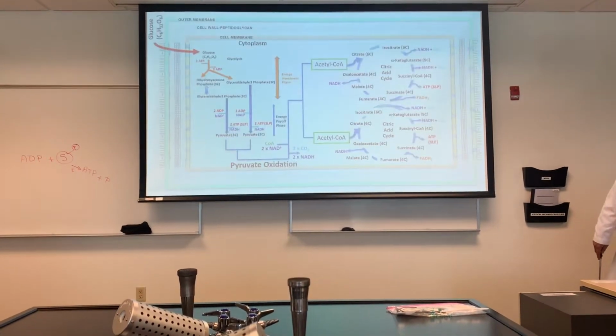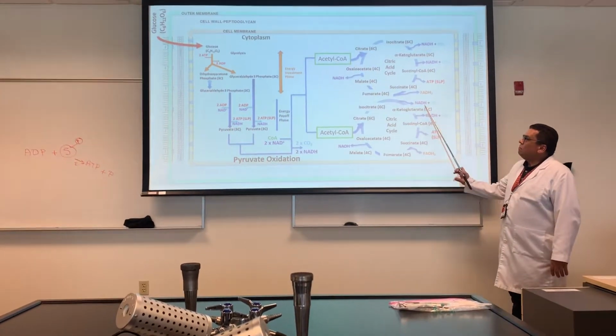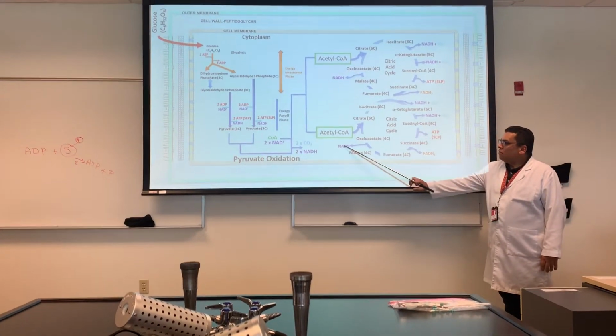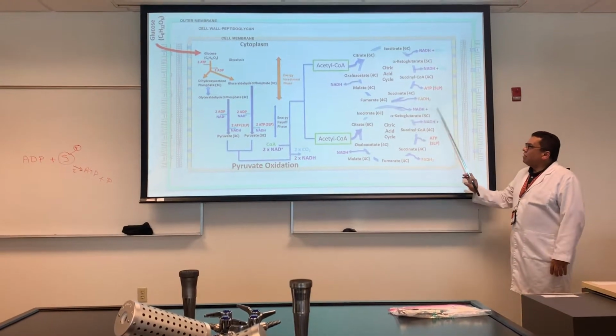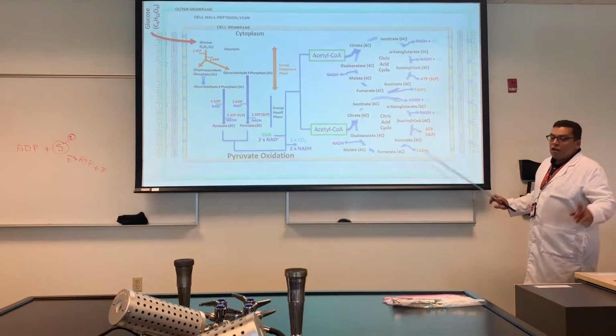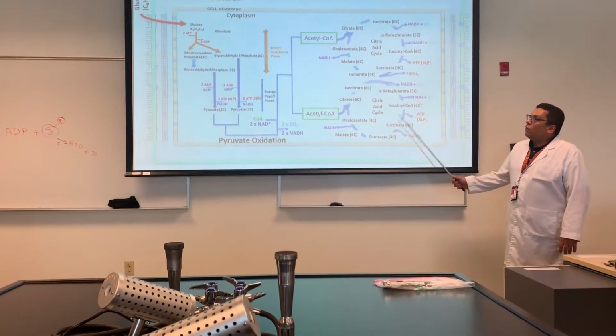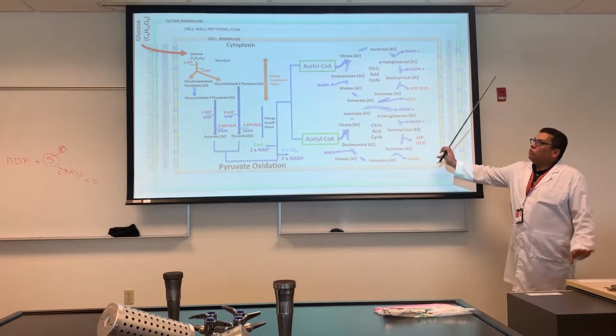So each cycle of the Krebs cycle, also called the citric acid cycle, makes 3 NADHs, 2 carbon dioxides, 1 ATP, and the other truck, FADH2. But we don't do 1 cycle. We do how many? 2 cycles.